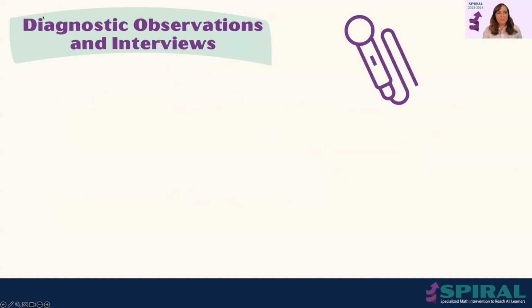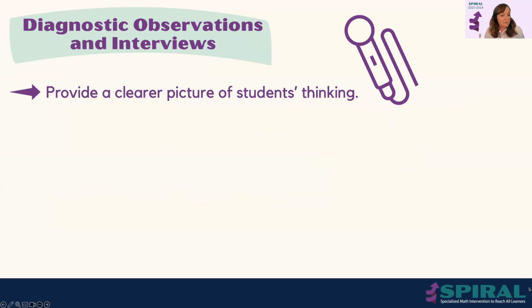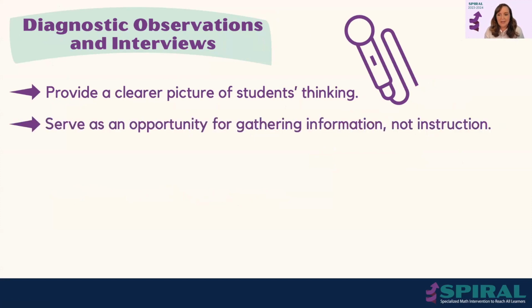So now we are going to continue our conversations about slips and bugs by thinking about one of the ways that we could help understand a little bit more about students' slips and bugs, and that would be through a diagnostic observation and an interview. If we do this, this provides a really strong picture of what students think, and it helps us be collectors of information. So we're not providing instruction, but we're really learning from the students about what they know.